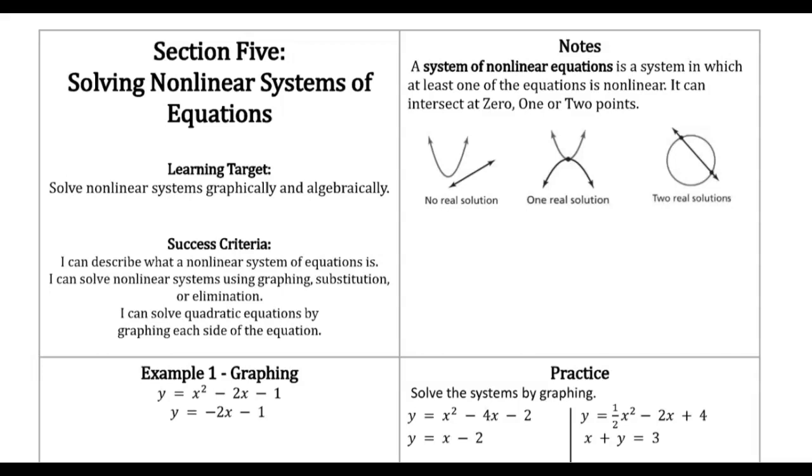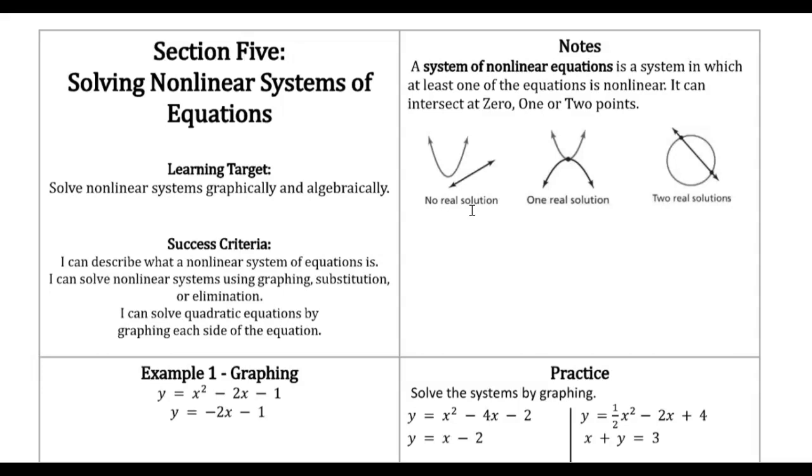Today we're going over section 5 in chapter 3, solving nonlinear systems of equations notes. When it's a system of nonlinear equations, a system has two or more equations and at least one of the equations is not a line.